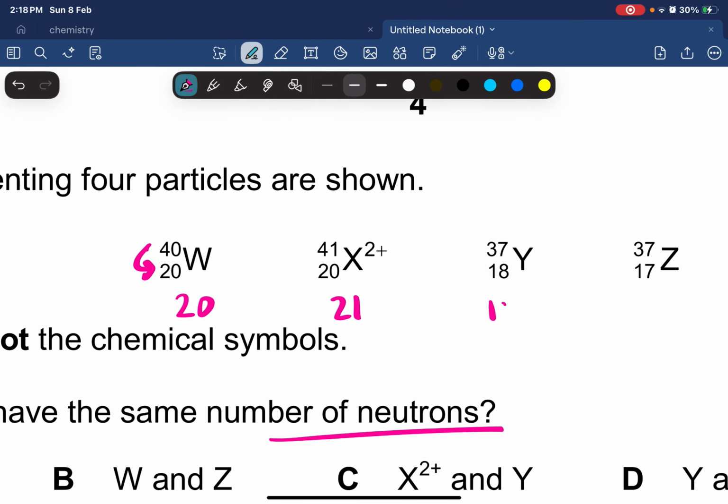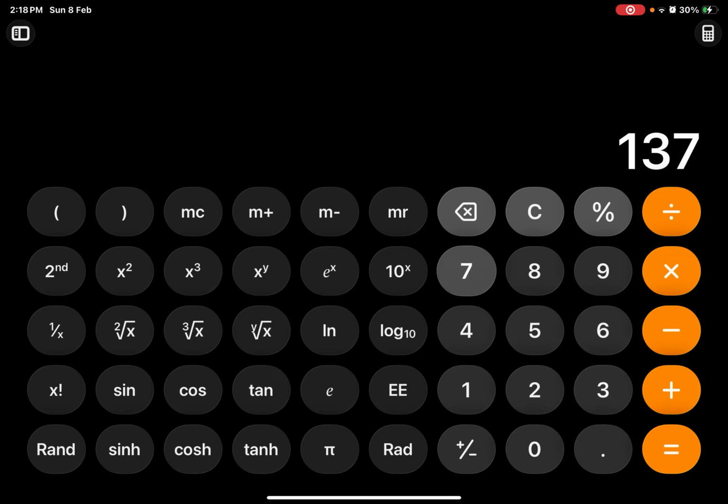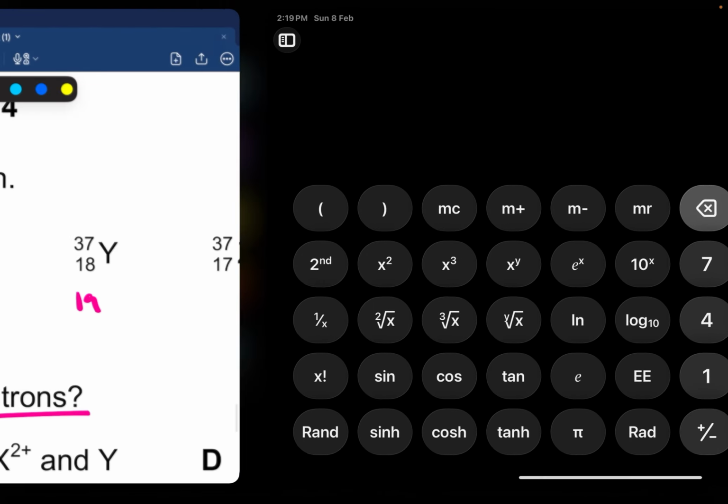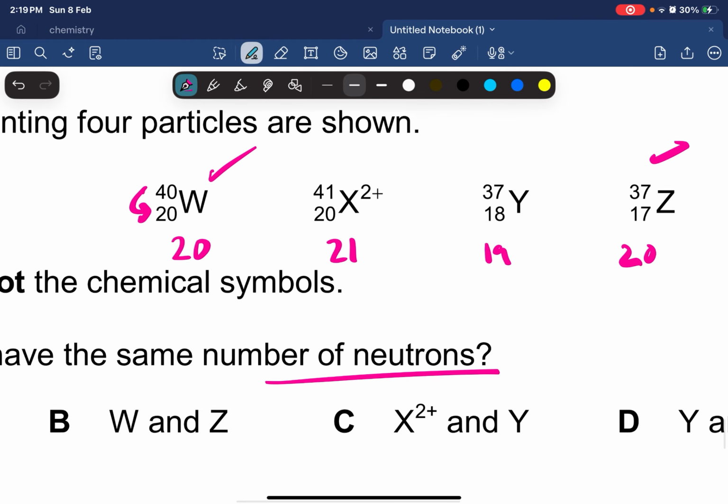Here, 37 minus 17 is 20. I know it's 20. So which two particles? This particle and this one, right?